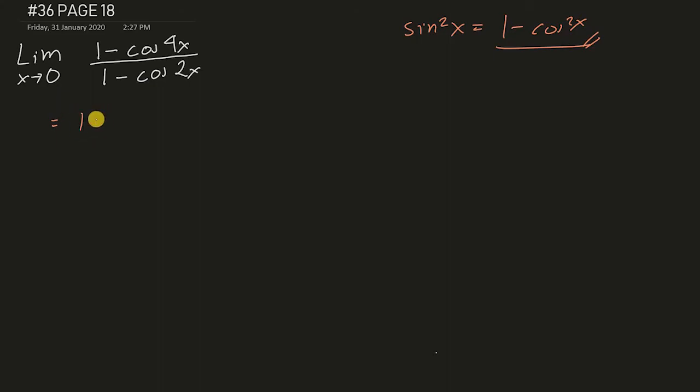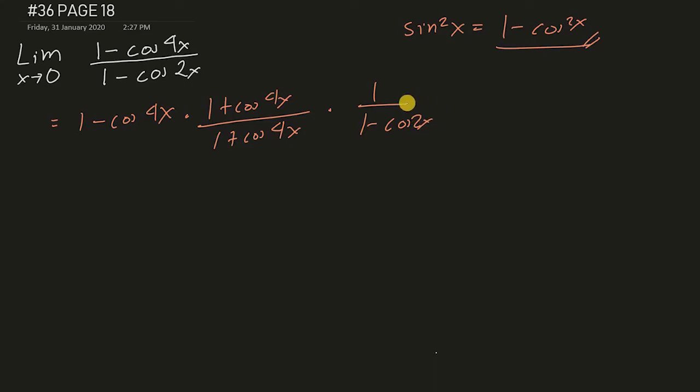So, I'll start first with 1 minus cosine 4x. Ito, i-multiply ko siya sa 1 plus cosine 4x over 1 plus cosine 4x. Ngayon, itong nasa baba naman, that's 1 over 1 minus cosine 2x. Take note, guys, 4x, hindi mo yan pwedeng i-mix sa 2x. Magkaiba yun. Times 1 plus cosine 2x over 1 plus cosine 2x. Okay, guys?